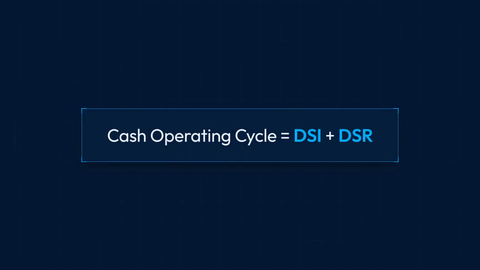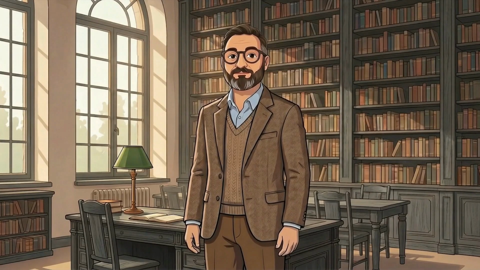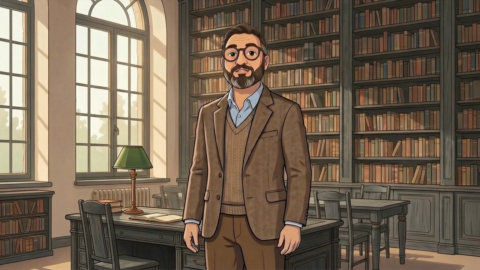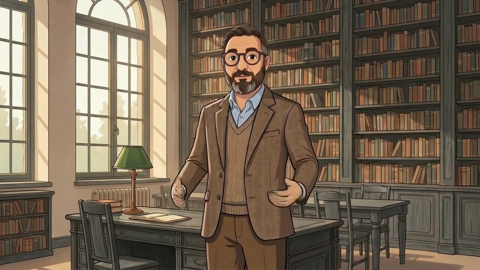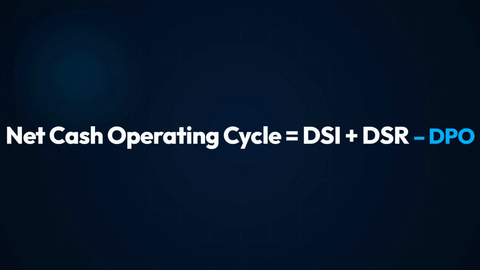We can put these together to calculate the cash operating cycle, which measures how long it takes to convert inventory into cash: DSI plus DSR. But companies don't pay suppliers immediately, so we adjust for that. The net cash operating cycle subtracts DPO from the total: DSI plus DSR minus DPO. A longer cycle means the company must invest more in working capital.